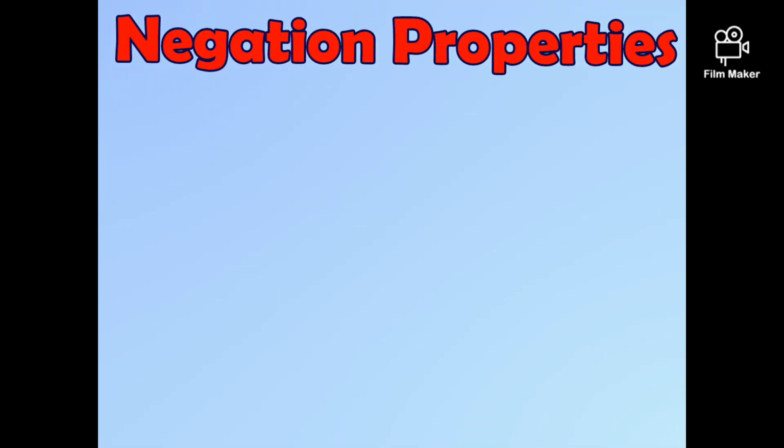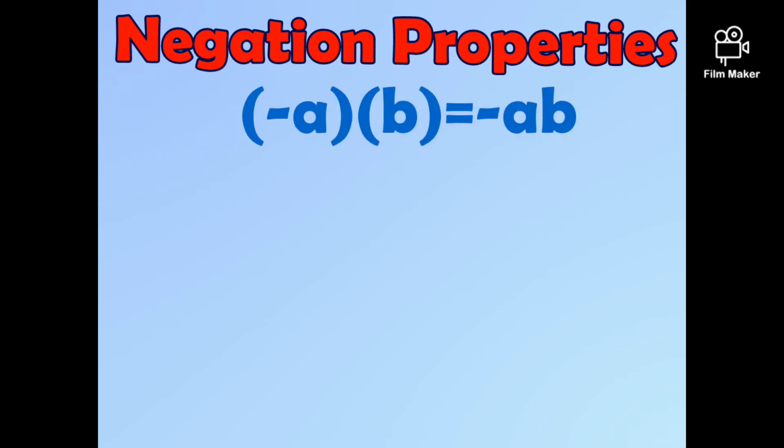Okay. First, we have the negation properties. In these properties, we must be careful not to make arithmetic mistakes when dealing with negative signs and subtraction. Properties of negation dictate the multiplication of negative numbers. Let's say if you multiply a negative number with a positive number, your result will always be negative. Let's say negative a multiplied by b is equal to negative ab.